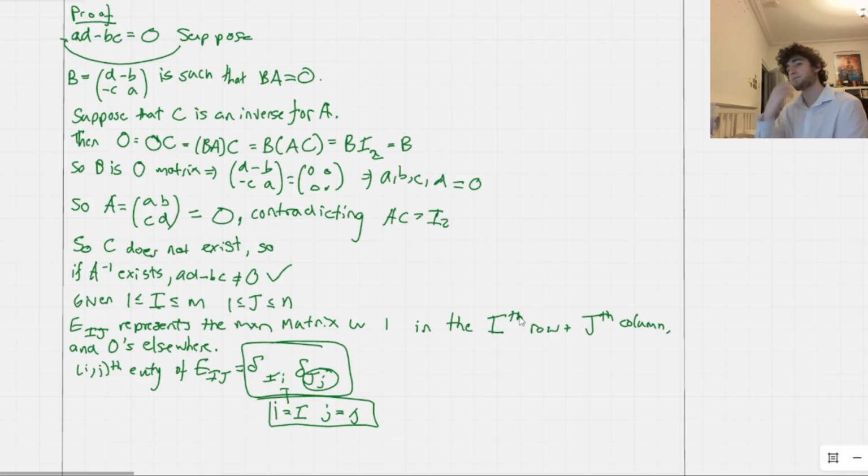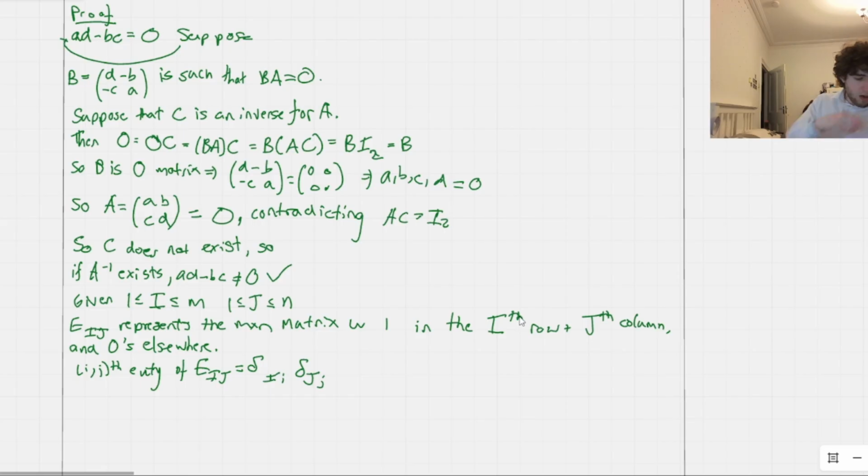So effectively, you can use this definition to show that every entry of capital E subscript capital I, capital J will be 0 except for the 1 in the capital ith row and capital jth column. So there we go. That's just the definition of this special matrix, and it's special because we can use it to prove something quite cool, and probably for more reasons than just that.